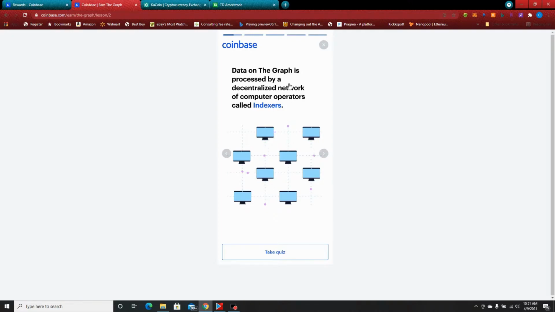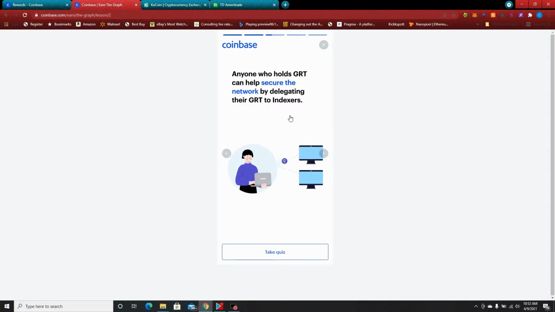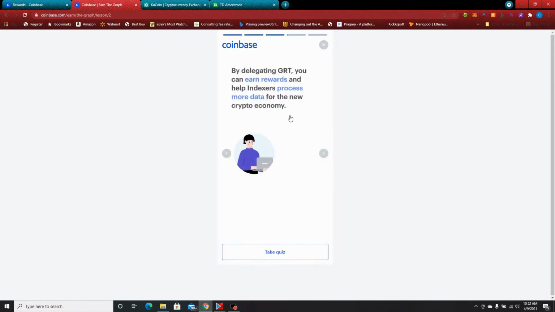The data on the graph is processed by a decentralized network of computer operators called indexers. Indexers compete to provide the best indexing and query processing at the lowest price. Now that's interesting. Now I can see its purpose. Anyone who holds GRT can help secure the network by delegating their GRT to indexers. By delegating GRT, you can earn rewards and help indexers process more data for the new crypto economy.